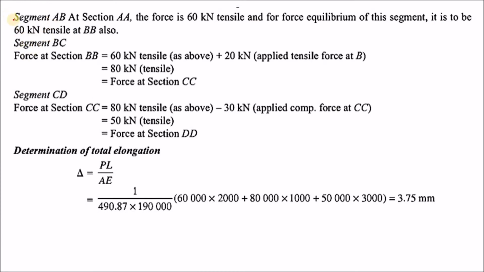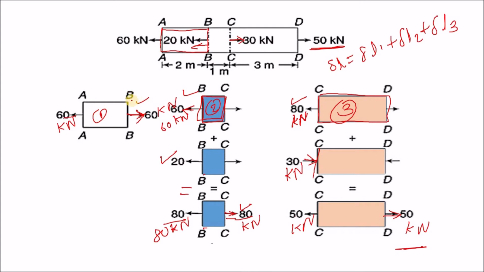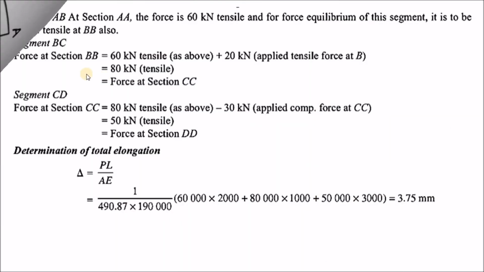And here a similar thing is discussed, how we found that load. The force is 60 kN tensile, and for force equilibrium on the section, it has to be 60 kN tensile at DD also. What is the meaning of that? Here 60, so on the opposite side 60, like that we applied.